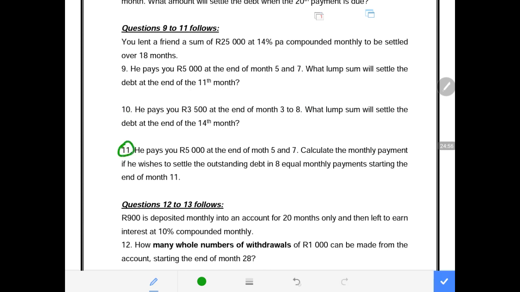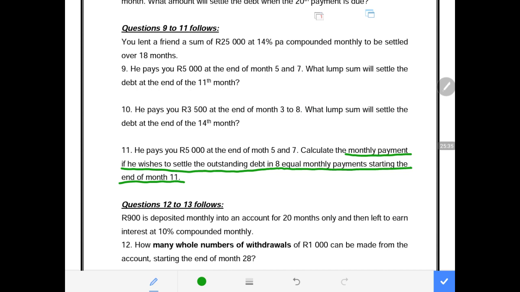Now question 11 says he pays you 5,000 at the end of month 5 and month number 7, and you're like, this is the same thing. Not really, the story will be different. Calculate the monthly payments if he wishes to settle the outstanding debt in equal monthly payments starting at the end of month 11. So now this person wants to begin the payments at the end of month 11. Therefore, how much must his monthly payments be?